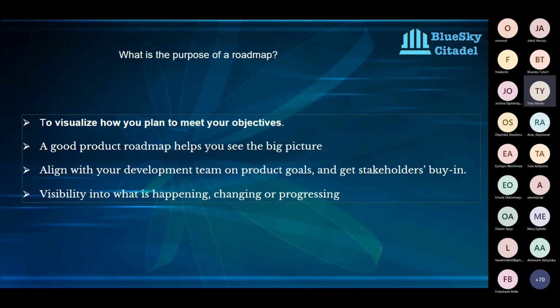That's another purpose of putting a roadmap together. Like I said, your roadmap is not static. It's flexible. Things can change. And when things change, it should reflect on your roadmap. Whatever is happening within the product should be reflected in your roadmap. Whatever progress you're making should be reflected in your roadmap. Whatever dependencies you have, you can reflect that in your roadmap as well.